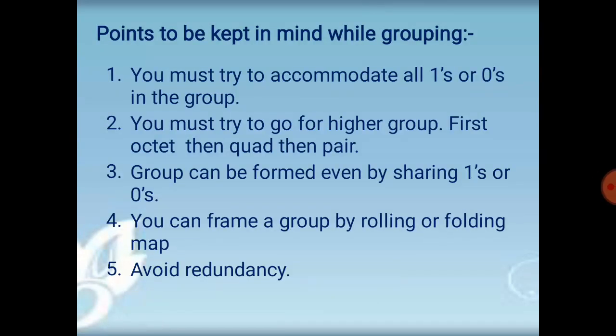Students, you should keep some points in your mind while grouping. First one is you must try to accommodate all ones or zeros in the group. Do not leave any ones or zeros. The second one, you must try to go for the higher group. Means first you make octet, then quad, and at last go for the pair.